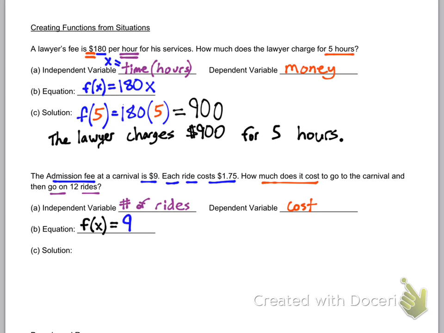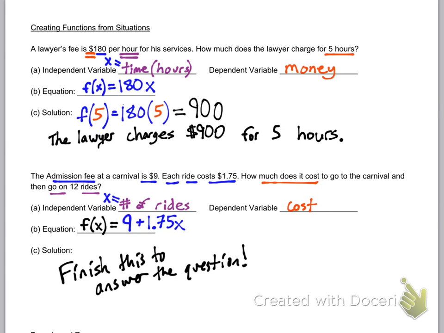Each ride costs $1.75, so all the rides together are going to be $1.75 times x, where x is the number of rides. Notice the 9 is not multiplied by the number of rides because you always pay $9 regardless of how many rides you go on. So I want you to finish answering this on your own. Make sure you write f of 12 because 12 is the input for the question, and fill out the equation and go ahead and solve it.